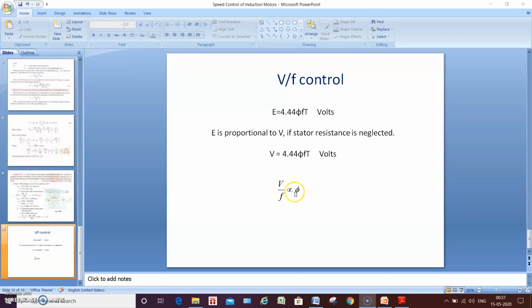Because of this increased magnetizing current drawn from the source, what will be the drawbacks? The increased magnetizing current drawn from the source will distort the input current as well as the voltage. So the drawback is that it will distort the line current as well as the voltage.